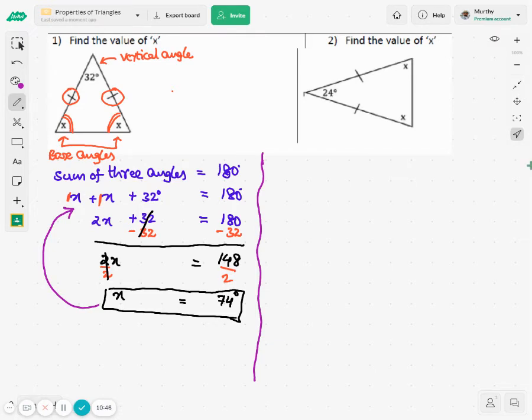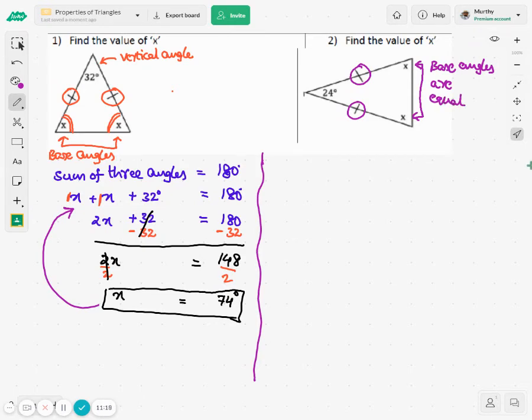Again, I see that these two sides are equal, and the opposite angles to these sides, that is x and x, are the base angles. We know that base angles are equal, and it is also marked in the given diagram as x and x.